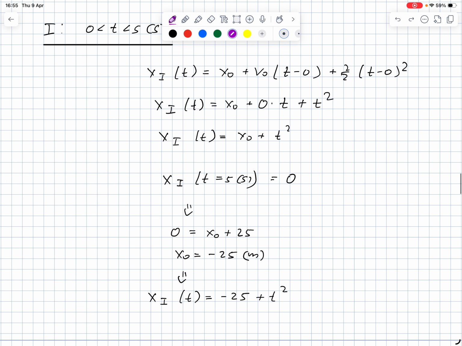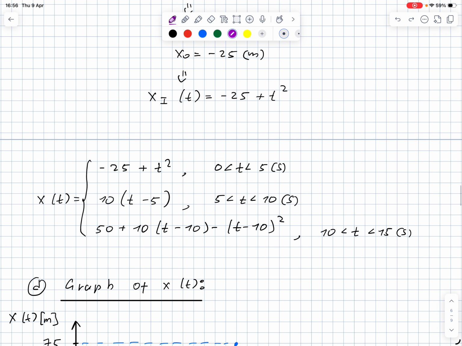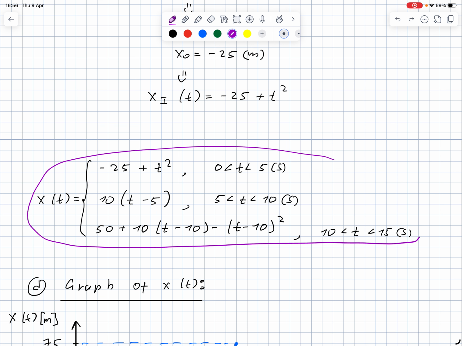Okay, so 0 equals x0 plus 25. And finally, we see that the initial position for the first interval when t equals 0 seconds is actually minus 25 meters. And finally, we get this expression for position of the first interval. In conclusion, okay, we have this expression for position for every interval of time.